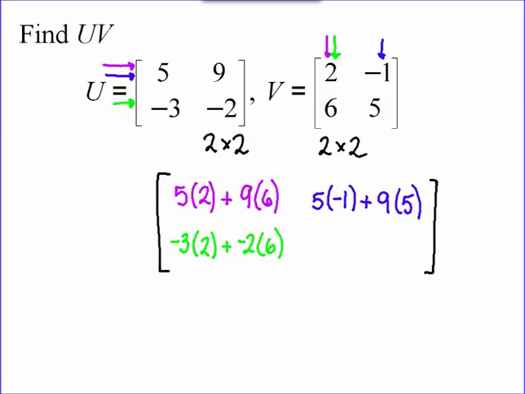And then last but not least, row 2, column 2, and I get negative 3 times negative 1, plus negative 2 times 5. Wait, what's wrong? Why isn't it negative 3 times 6? You do first times first plus second times second.